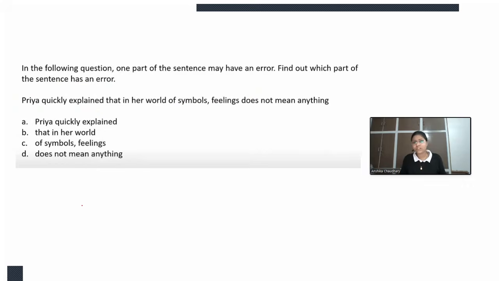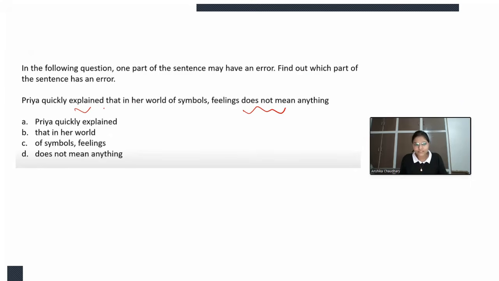All right, let's move on to the next question. In the following question, one part of the sentence may have an error. Find out which part of the sentence has an error. Priya quickly explained that in her world of symbols, feelings does not mean anything. So guys, it is quite tricky. Everything is looking fine, but the error is in this part, right?